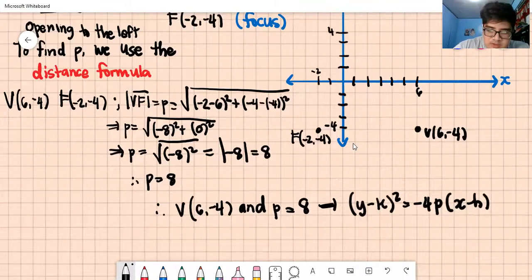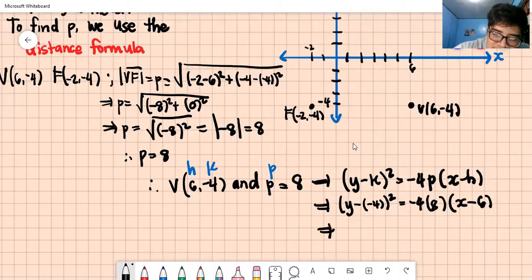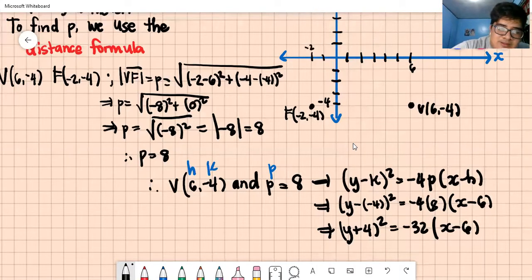Ngayon, ganito ha. So, sino ba si H? Ito si H, ito si K, ito si P. Ngayon, substitute mo na lang. This implies that y minus -4 squared is equal to -4 times 8 x minus 6. So, magiging y plus 4 quantity squared is equal to -32 x minus 6. And that is the standard equation or the equation of the parabola given the following conditions above.